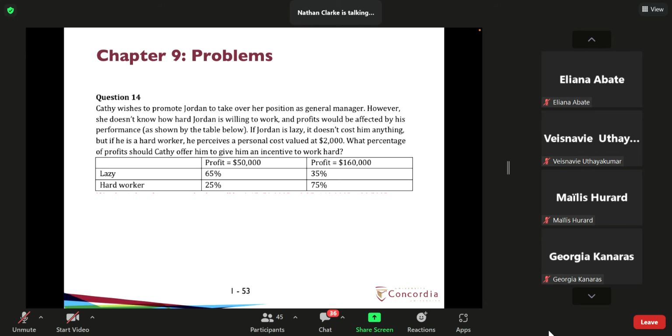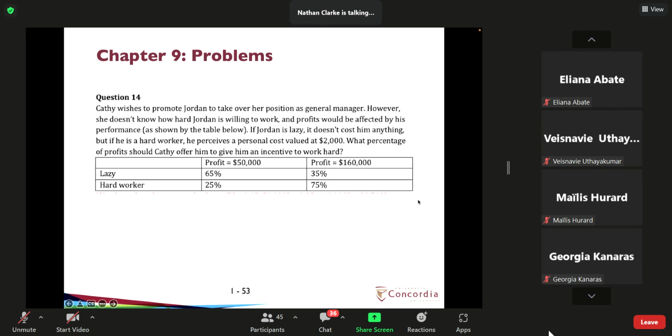So they'll give you a scenario. If they're lazy, this is the probability of them making this much and this much. If they work hard, this is the probability of them making this much and this much. But then they'll always tack on, the person perceives a personal cost of working hard, so we need to compensate for that. So we're trying to solve what is the percentage of profits that we need to give them to compensate for that personal value, right? The personal cost.